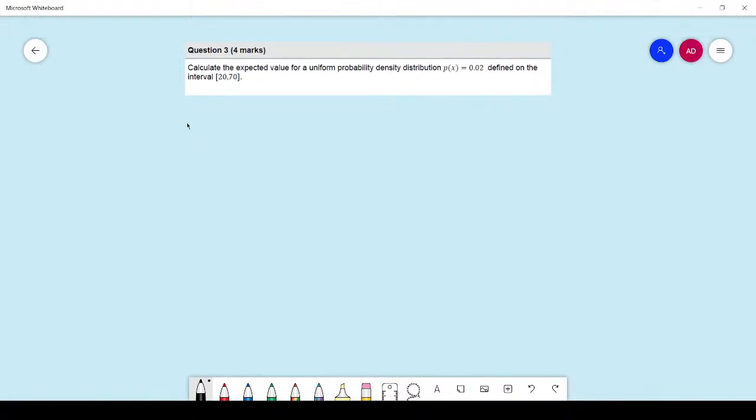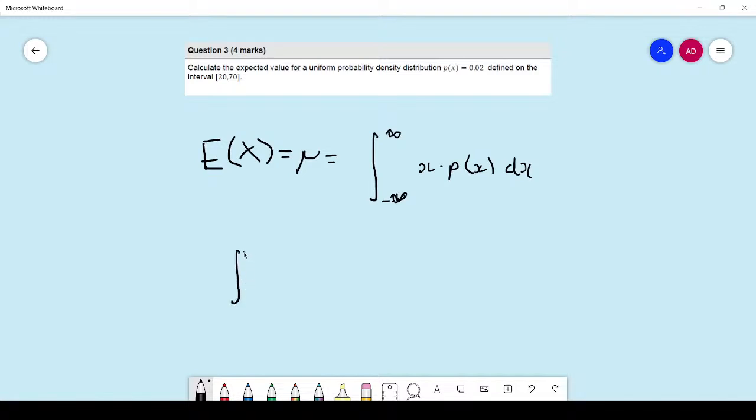So this is directly from the formula sheet, which you will be provided. E(x) equals mu equals the integral from negative infinity to positive infinity of x times our probability density function p(x) with respect to x. Right? So let's go ahead and sub in the probability density function that we've been provided with. So we should have x times, so p(x) here is 0.02.